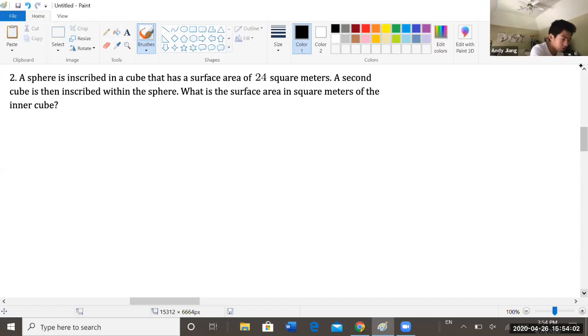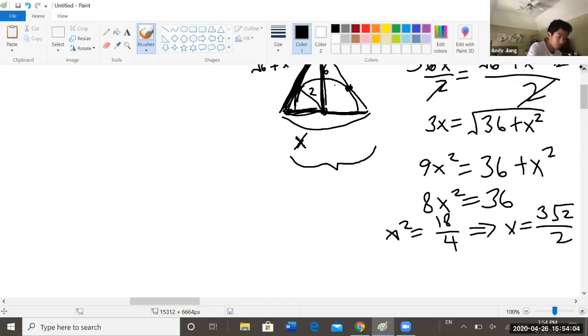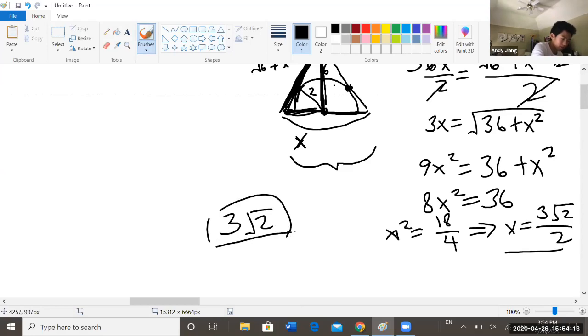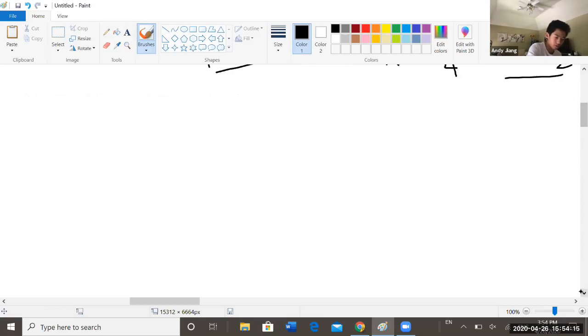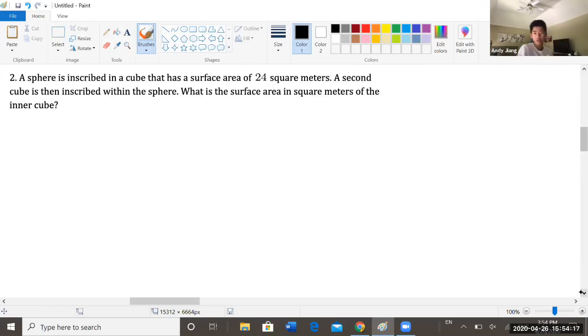Oh, sorry. I just realized I solved for x is 3 root 2 over 2. The side length of the base is 3 root 2 because it's twice of that. Thank you for pointing that out.